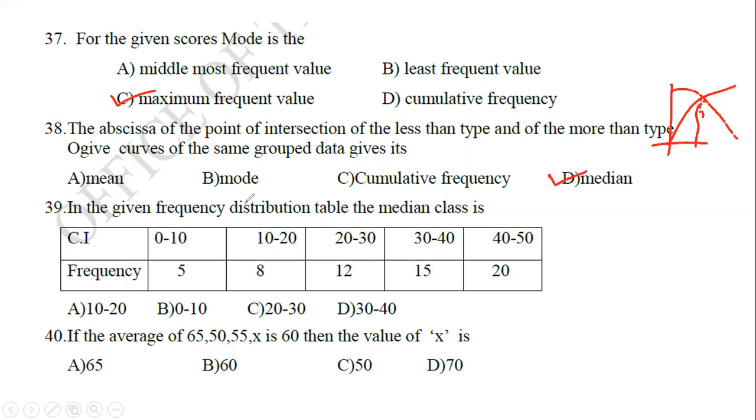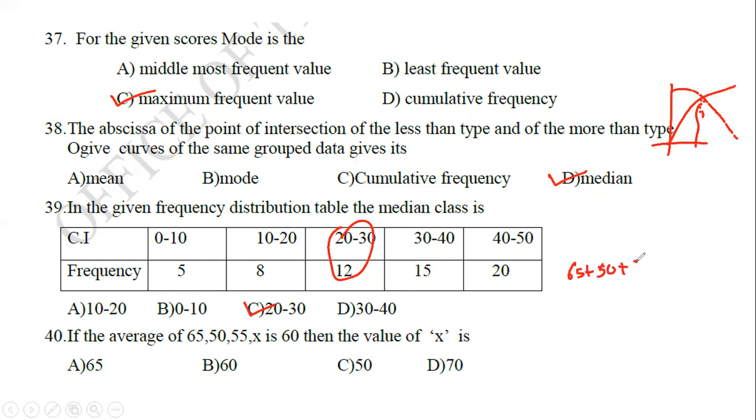Next, in the given frequency distribution table, what is the median class? Which one is the middle number here? 1, 2, 3, 4, 5. So here 3 is the middle number, 20 to 30. So option C is correct. Next, if the average of 65, 50, 55, x is very simple.